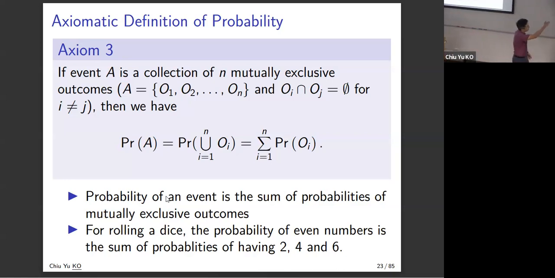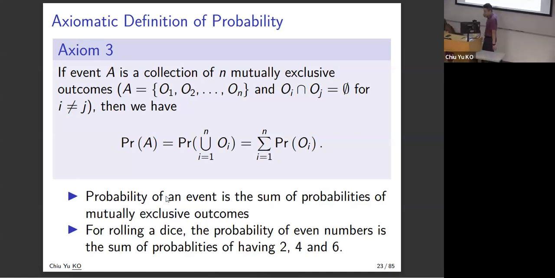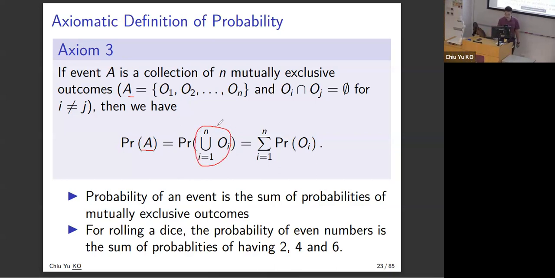That means that the intersection is the empty set, right? That's what it means in the bracket. Okay, mutually exclusive. And the statement just means the following. And A, of course, is a collection, actually means the union of this, right? This notation actually means the following, right?